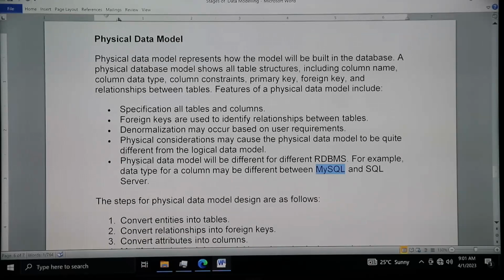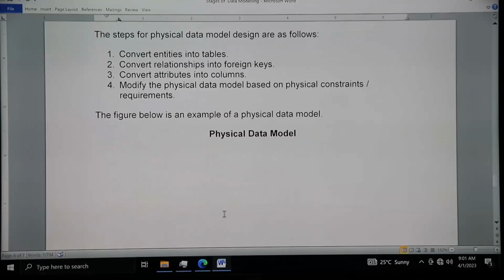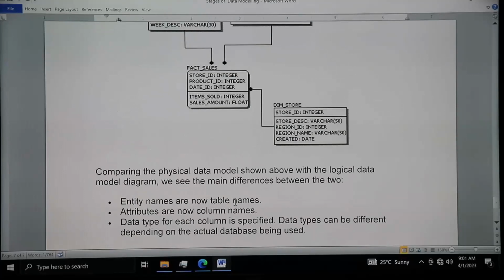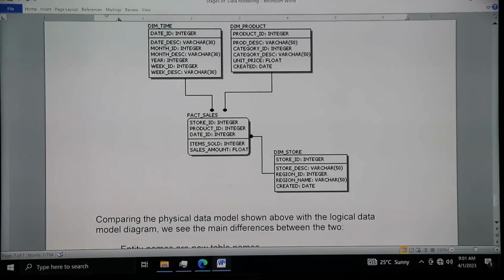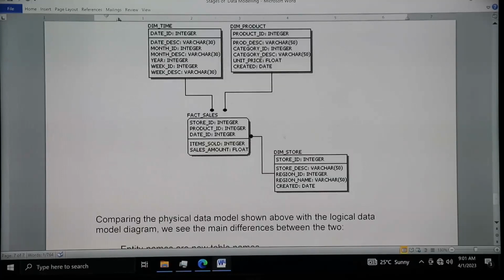So the steps of creating this: first you convert entities into tables, then you convert the relationships into foreign keys, you convert attributes into columns, that is from the logical model, then you modify the physical data models based on the physical constraints and requirements. And once you do this, you'll come up with a simple database structure like the one we have seen here. So that is how you establish the data model.